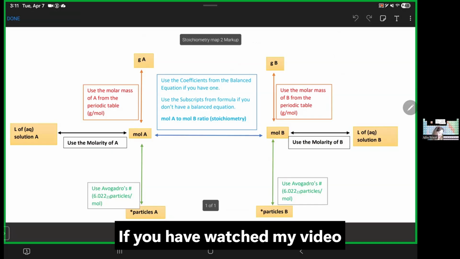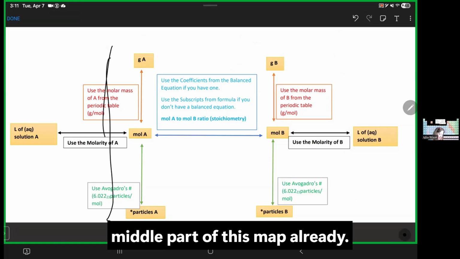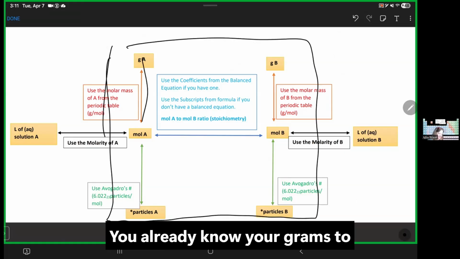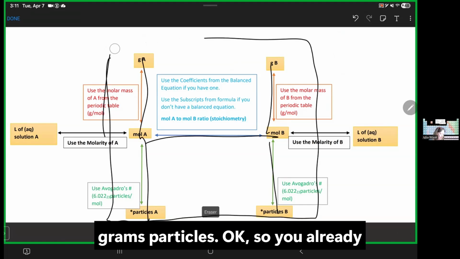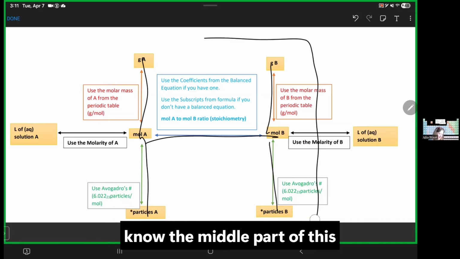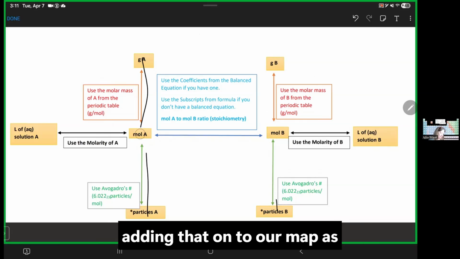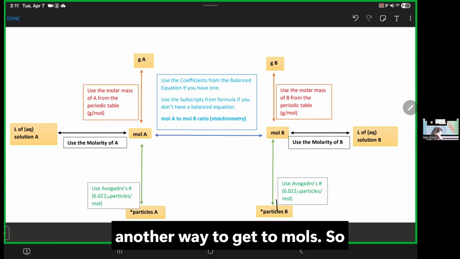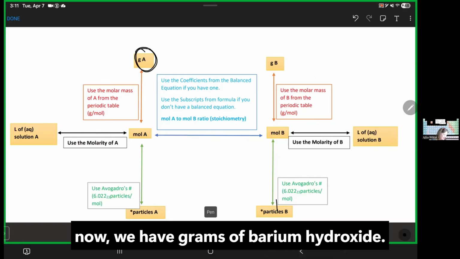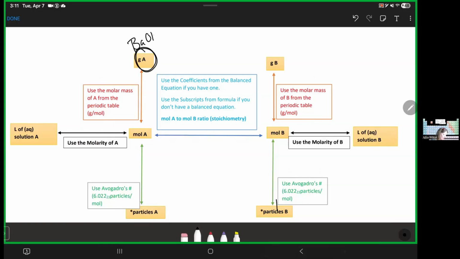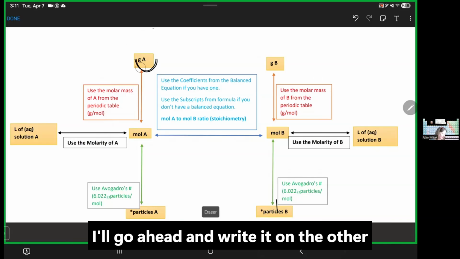If you have watched my video on stoichiometry, you have seen the middle part of this map already. You already know your grams to moles to particles, over to moles, grams, particles, okay? So you already know the middle part of this map. Now, for molarity, we're just adding that on to our map as another way to get to moles. So on that question we're looking at right now, we have grams of barium hydroxide. Oh, no, we're asking for grams of barium hydroxide. That's our question. I'll go ahead and write it on the other side.